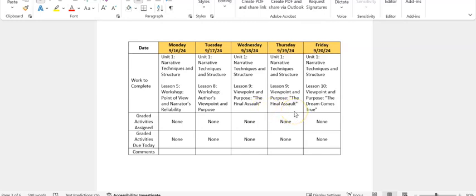Thursday the 19th, we'll finish Lesson 9. Friday the 20th, we'll start Unit 1, Lesson 10, Viewpoint and Purpose, The Dream Comes True. No graded assignments that week.